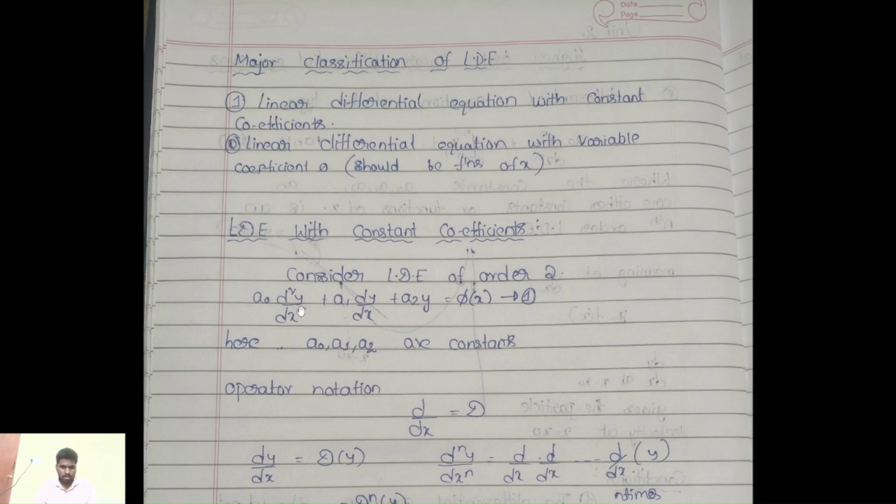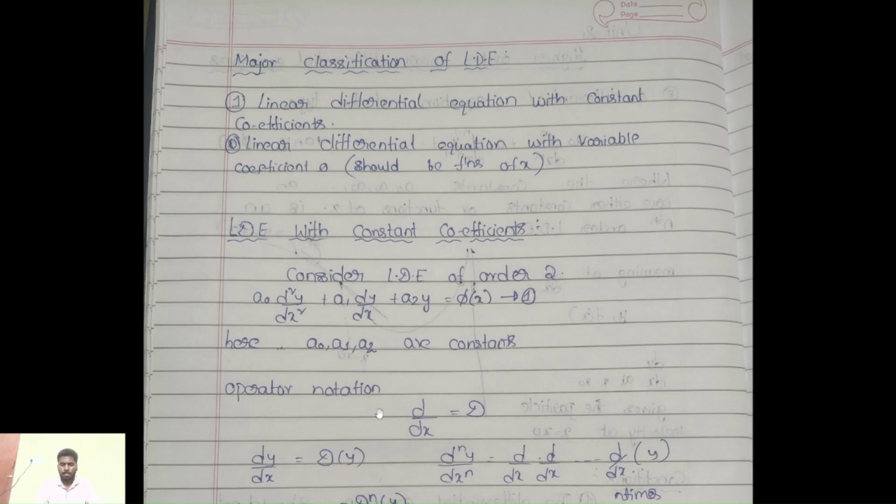First, we talk about LDE with constant coefficients. Consider an LDE of order 2. I can write a0 d^2y/dx^2 + a1 dy/dx + a2 y = phi(x). An equation in this form is called an LDE with constant coefficients of order 2. Here a0, a1, a2 are constants.